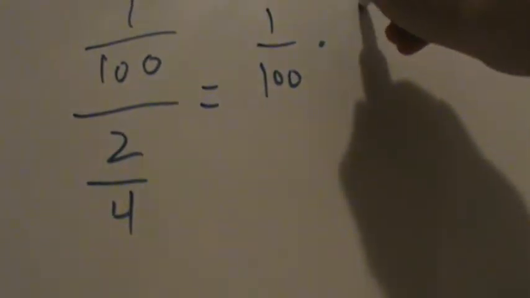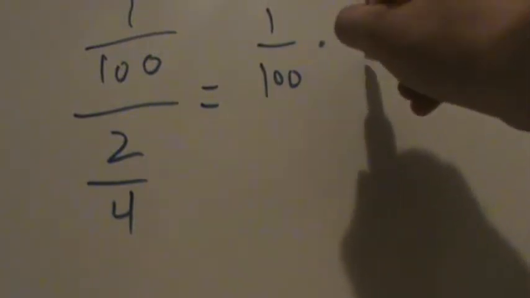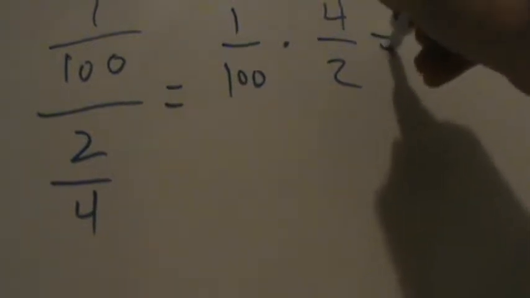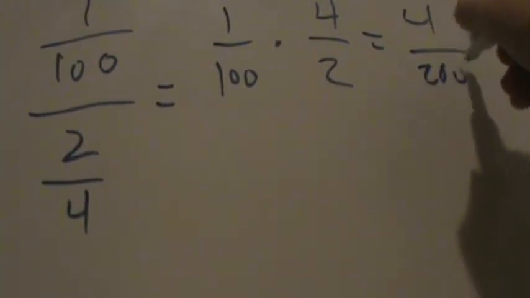Now let's do a different example. Let's say 1 over 100 divided by, let's say, 2/4. Okay? So what is this equal to? Well, we write the first one, 1 over 100, and we multiply it by the fraction here with the denominator and numerator switched around. So what do we get here? Well, 4 times 1 is 4. 2 times 100 is 200.